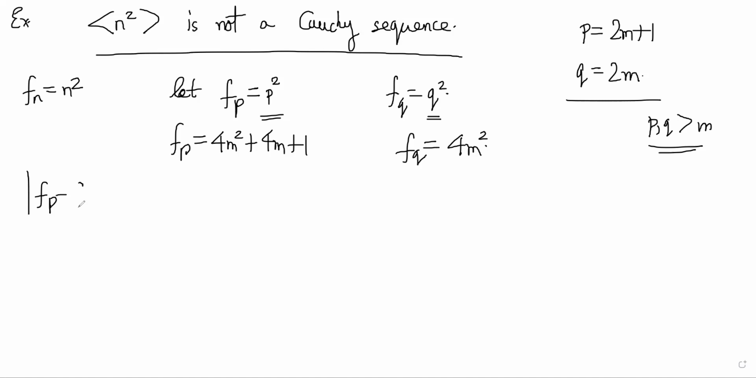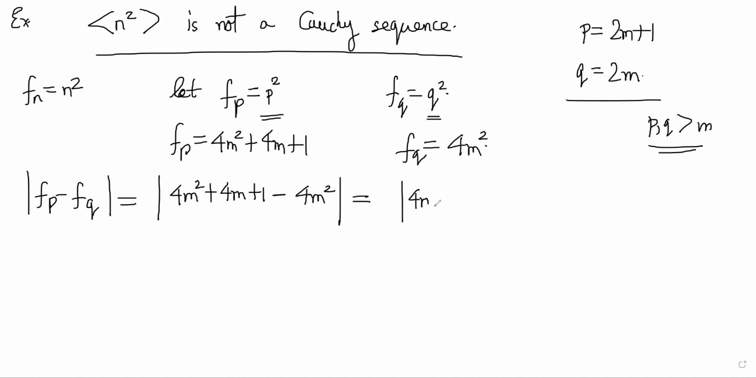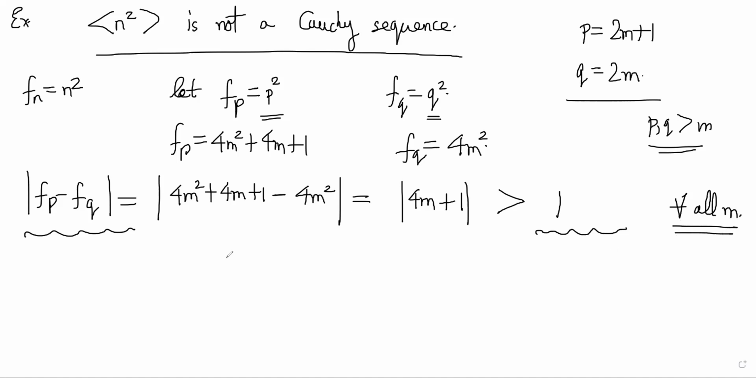Difference between these two terms, mod fp minus fq, will be equal to mod of 4m plus 1 after subtracting 4m square, and that is clearly greater than 1, right? So you are getting mod fp minus fq greater than 1 for all m, right?